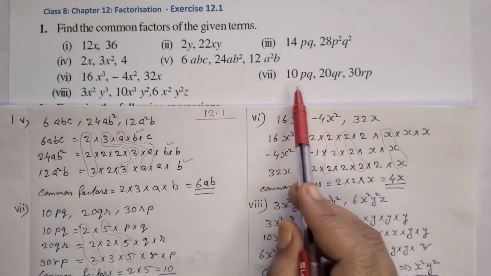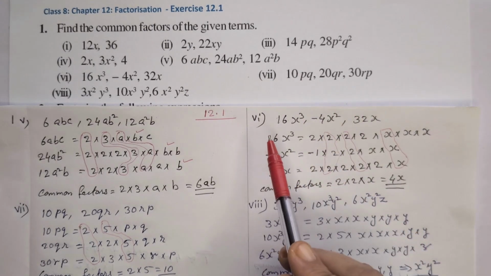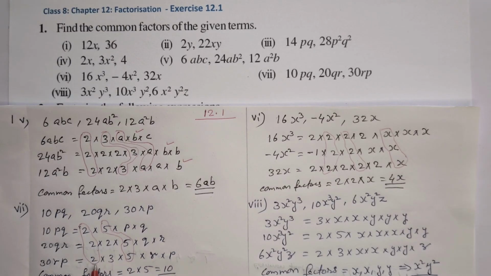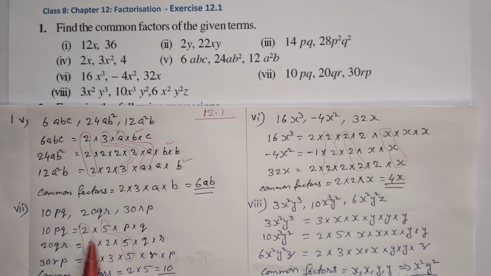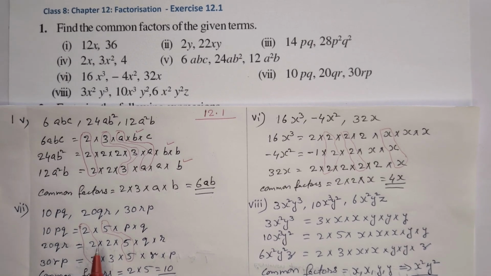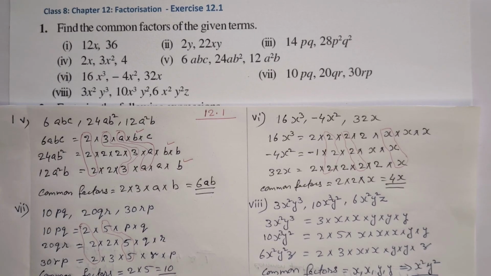Next one, seventh one, 10PQ, 20QR and 30RP. Here we know that 10, 20, 30, 10 is a common term. If you prime factorize the numbers, there will be one set of 2 and one set of 5 in all three terms. So common factors are 2 and 5. We can write that as 2 into 5 is equal to 10.